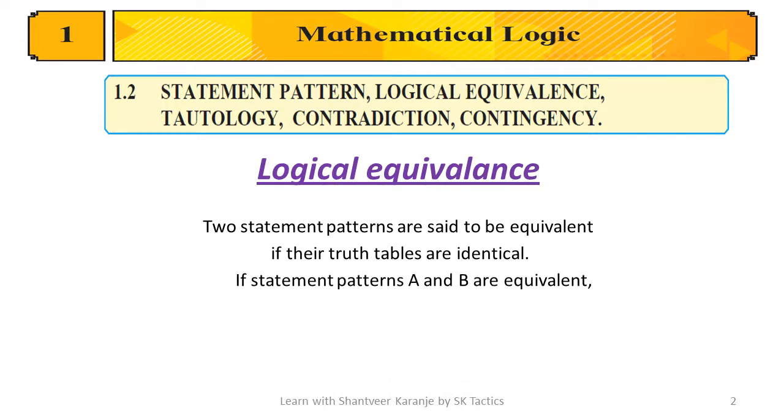If statement patterns A and B are equivalent, we write it as A triple horizontal lines B, we read that triple horizontal lines as A equivalent to B. So equivalence means the statement patterns whose truth table columns are identical. Let's see how it works.